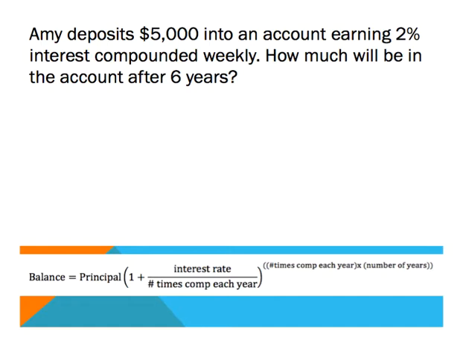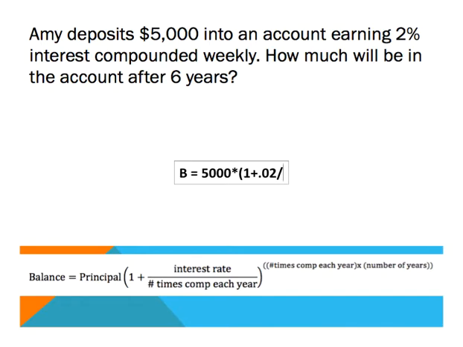But basically what we need to do is set this up really carefully and plug it into our calculator. So I'm trying to find balance, or B, I'm going to call it. So I take the principal, that's going to be the 5,000, and then I'm going to multiply by 1 plus my interest rate, which is 2%, so that's going to be 0.02.